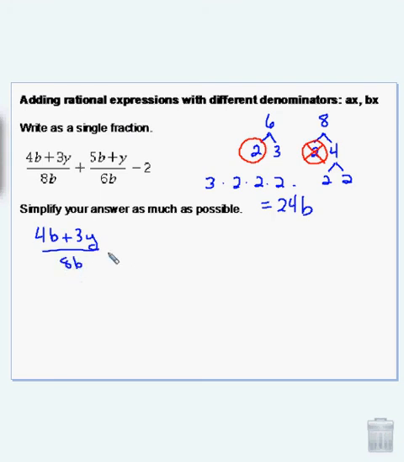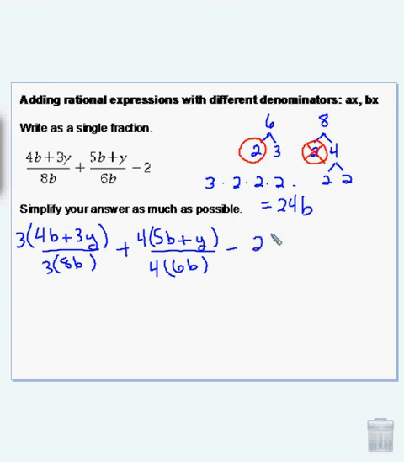To turn an 8b into a 24b, I need to multiply that by 3. But I'll also need to multiply my numerator by 3. In order to turn 6b into 24b, I need to multiply by 4. So I'll also multiply my numerator by 4. And to turn a 2 into having a denominator with 24b, I multiply 2 times 24b and put that over 24b.